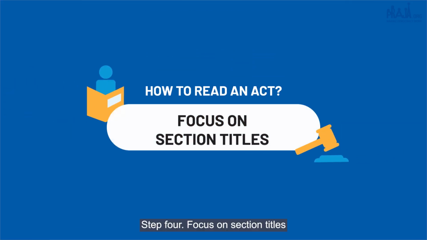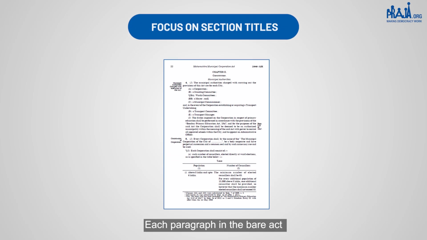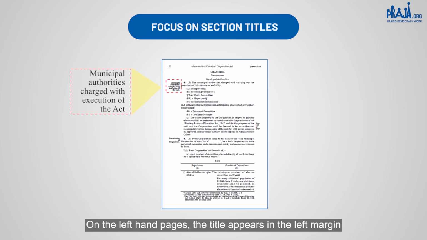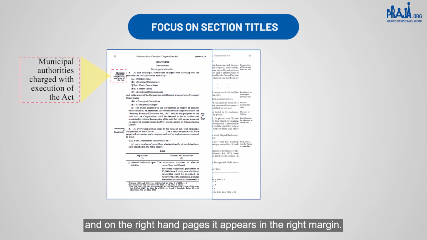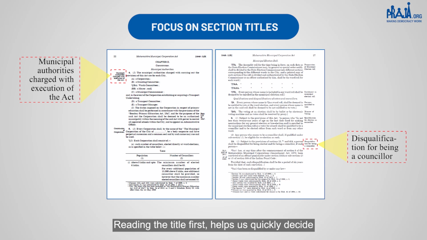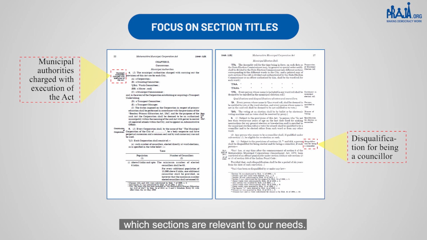Step 4. Focus on section titles. Each paragraph in the Bare Act has its title written in the margin, summarizing its content. On the left-hand pages, the title appears in the left margin, and on the right-hand pages, it appears in the right margin. Reading the title first helps us quickly decide which sections are relevant to our needs.